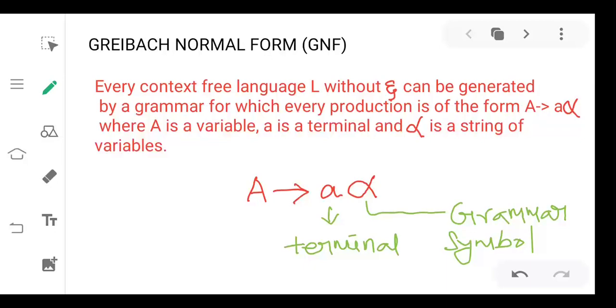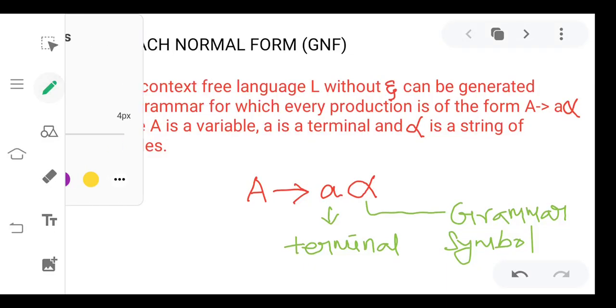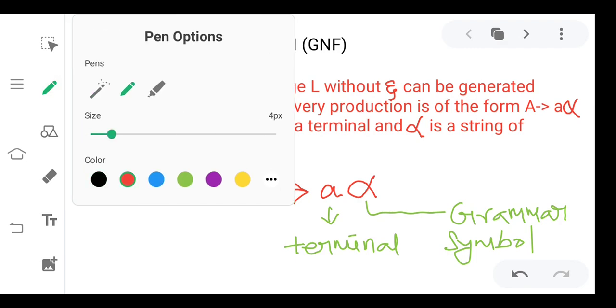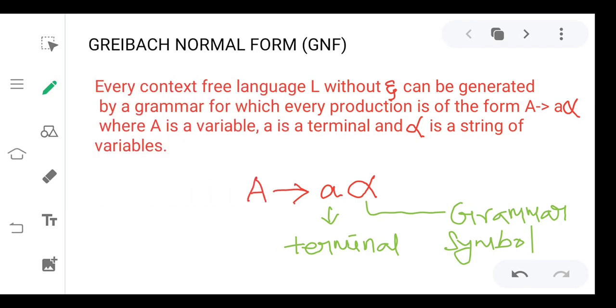So, according to Greibach normal form, all the productions should be of the form capital A produces small a alpha, where small a is a terminal and alpha is any grammar symbol.